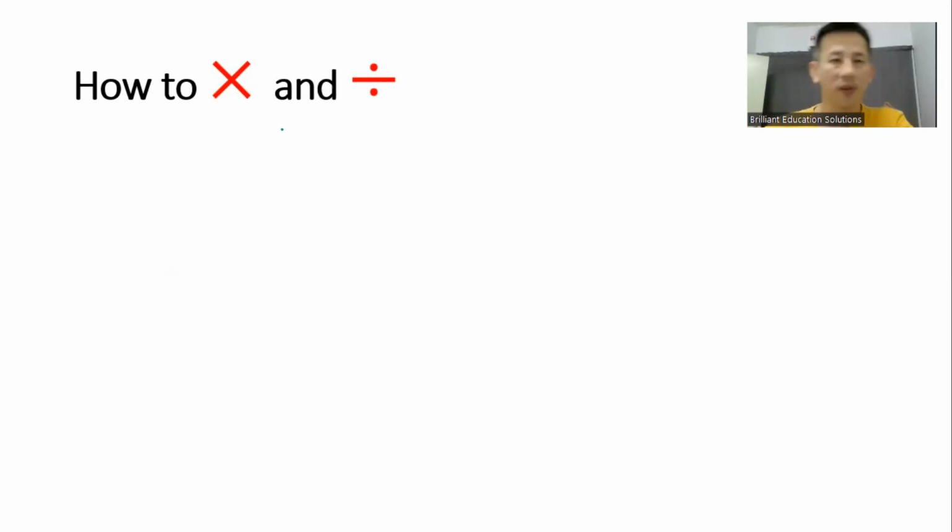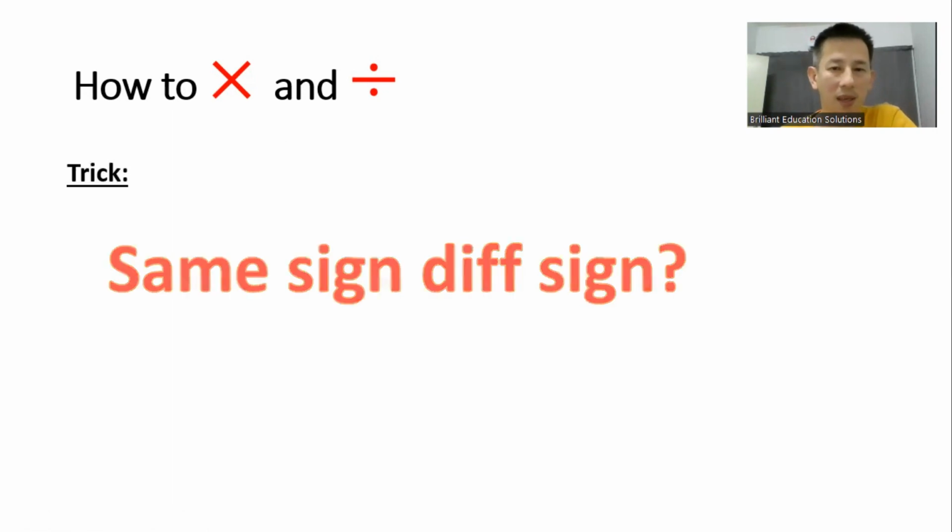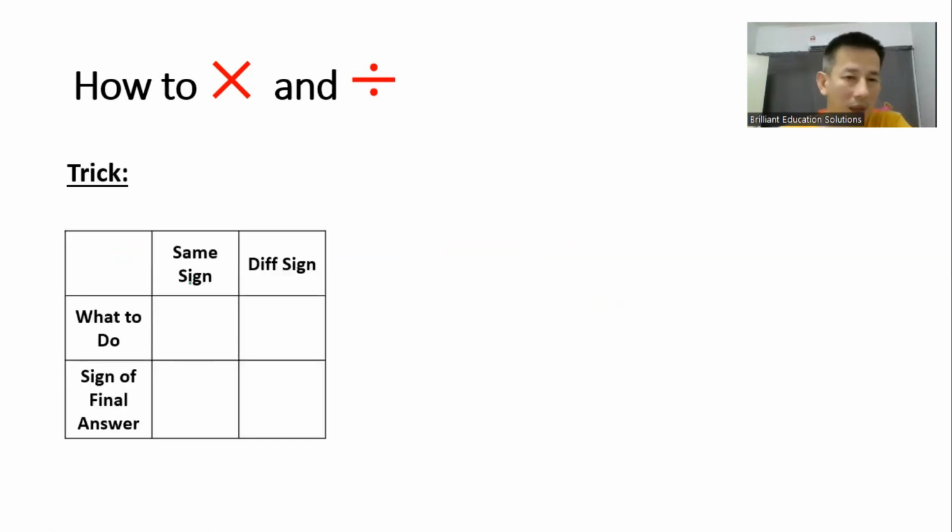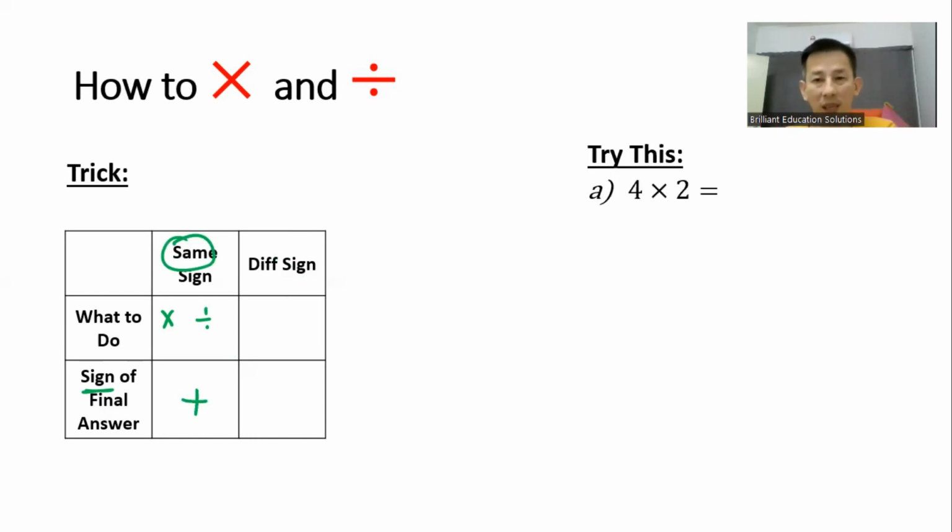Now look at how to times or divide. The trick we use is the same: just ask if it's same sign or different sign. And how does this work? If same sign, you just time or divide normally, and the sign of the final answer is plus. Try this. We know that 4 times 2 is 8. Or negative 4 times negative 2, same sign, that will also give you 8, because it's the same sign, so the answer will be plus.